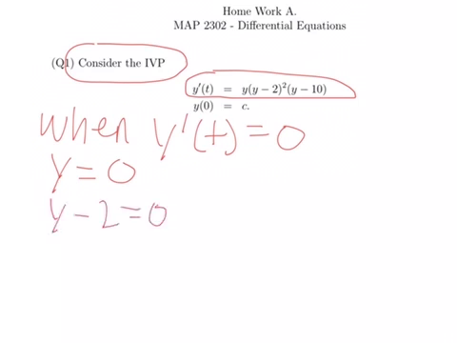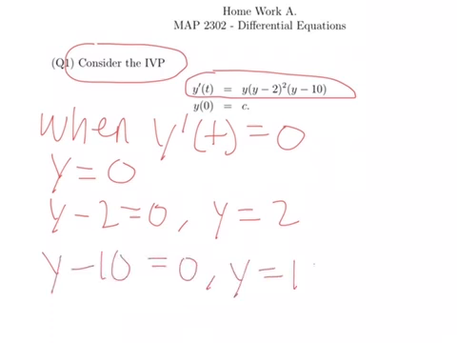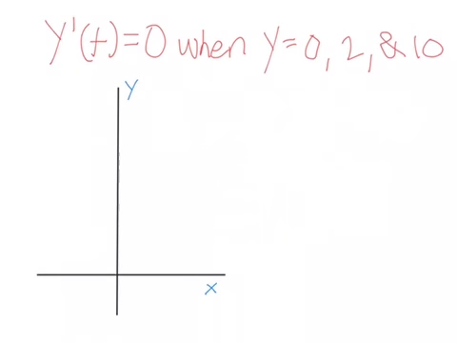2 equals 0, which is at y equals 2, and when y minus 10 equals 0, which is at y equals 10. So we know that y prime of t equals 0 when y equals 0, 2, and 10. So the next thing I want to do is plot those lines on the xy chart I created here.